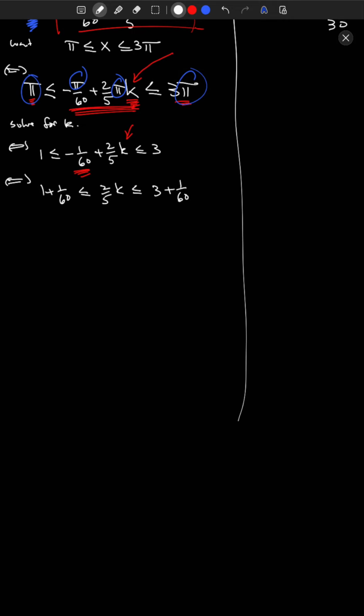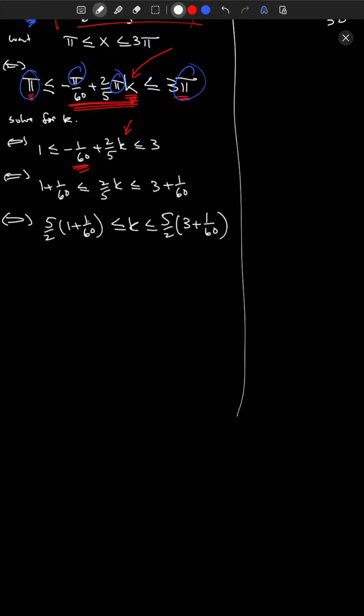I'm not going to simplify 1 plus 1 over 60. I'm not going to simplify 3 plus 1 over 60. I'm just going to continue to isolate. So I want to multiply by 5 over 2 on all three sides. So what I'll get is 5 over 2 times 1 plus 1 over 60 less than or equal to k less than or equal to 5 over 2 times 3 plus 1 over 60.